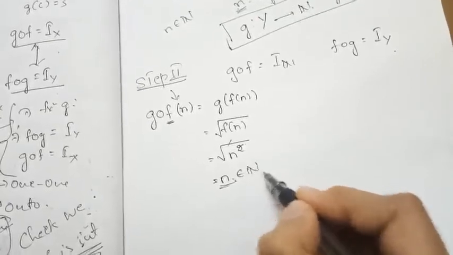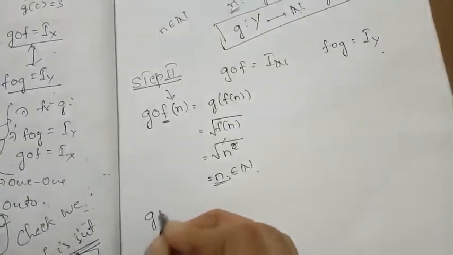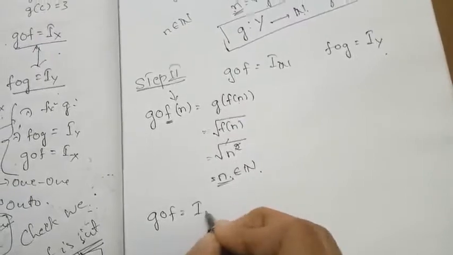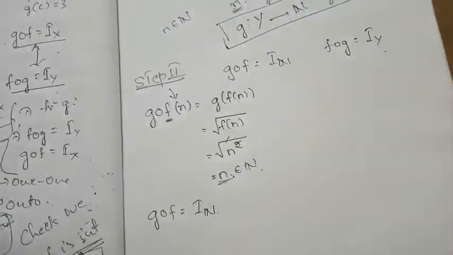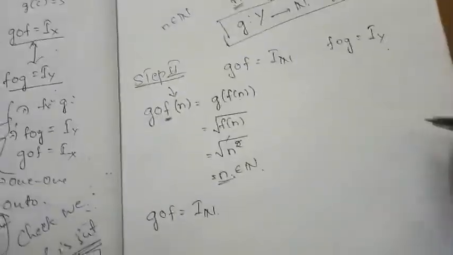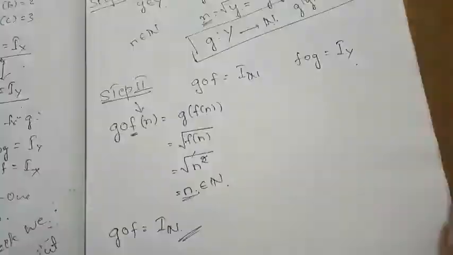This n belongs to the set of natural numbers. So g∘f is equal to the identity on the set of natural numbers, because that n belongs to the set of natural numbers. So one thing is proved.